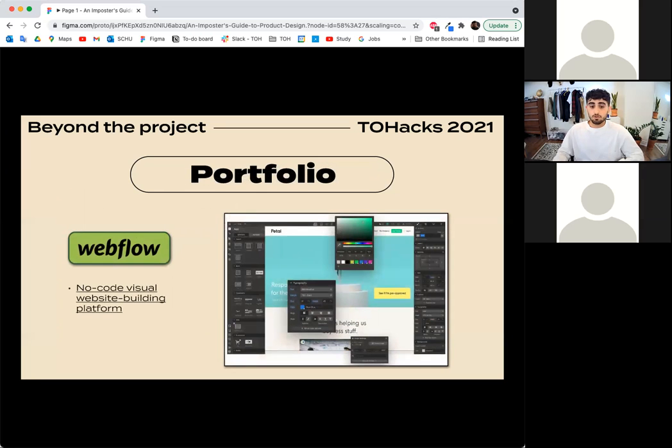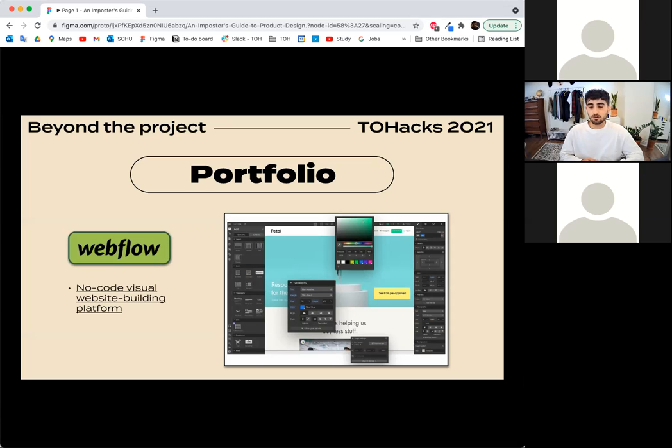Webflow is also a really awesome no-code website building platform. The reason I love it compared to things like Squarespace or Wix is that it isn't necessarily a standard drag and drop. It's more a visual, a sort of CSS builder. And if you don't have experience in HTML and CSS, it can be really daunting to start a website from scratch. But if you wanted to make your portfolio, I would really recommend Webflow.